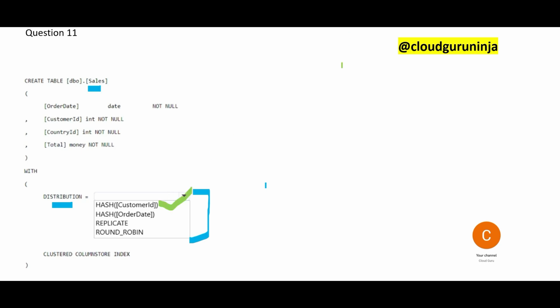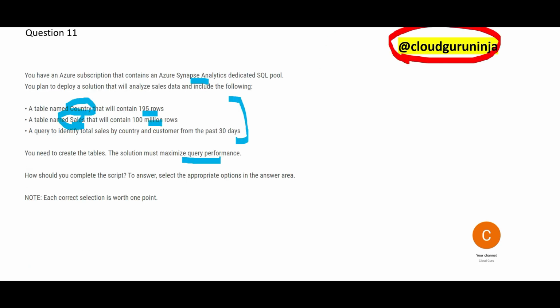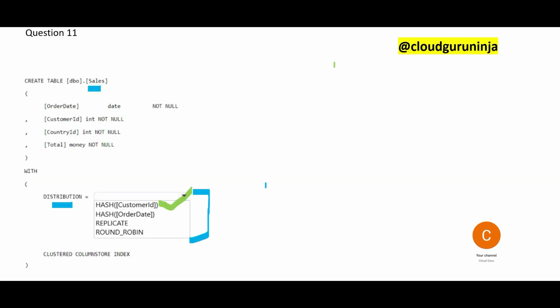Order date, suppose if there are only four order dates and major transactions happen for only two order dates, then two partitions or two compute nodes will be heavily utilized, and the other two will not be. That will not be good, but customer ID will keep it even across. See, for sales we have 100 million rows, so we have to do something special. We have to be cognizant about spreading the data across compute nodes evenly.